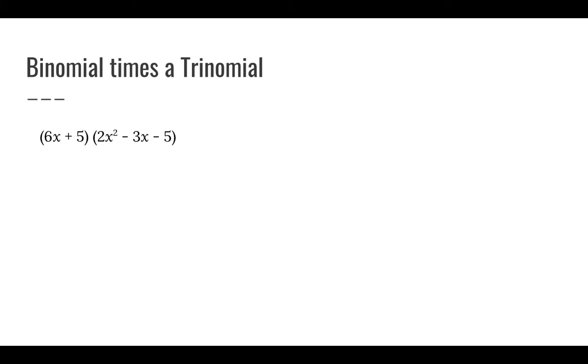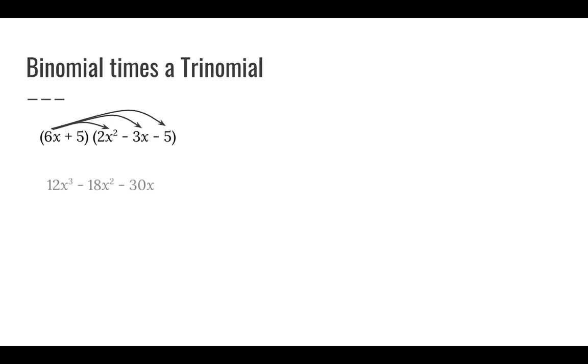Now, FOILing is for whenever we take a binomial times a binomial. Now, what happens when I take a binomial times a trinomial? I can no longer use FOIL. But what I'm going to tell you to do is just multiply out all of the possibilities. That means the 6x has to get multiplied or distributed with all the terms that are in the second parenthesis.